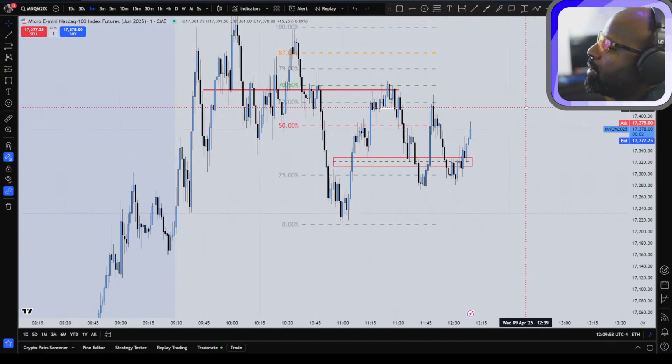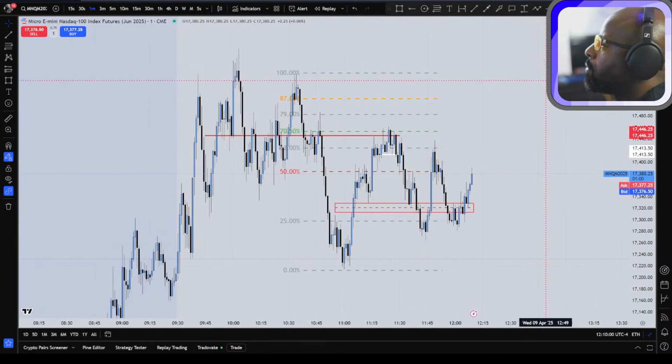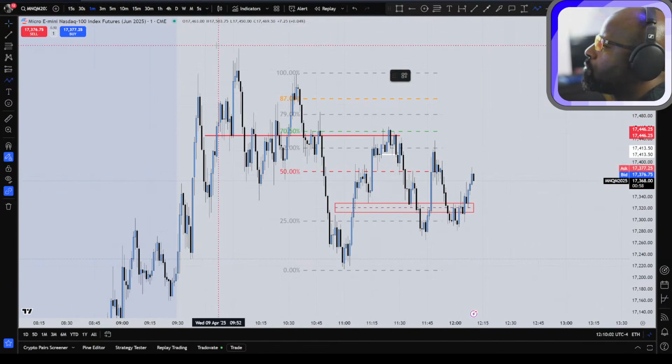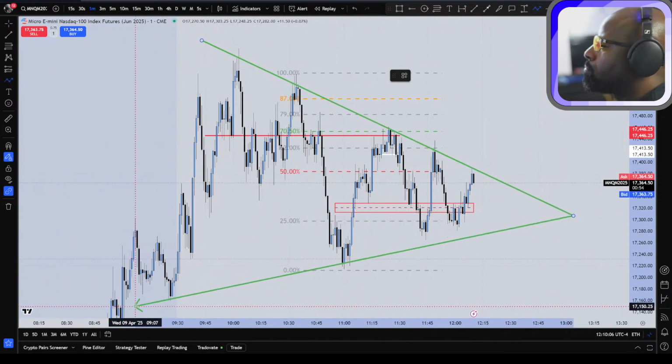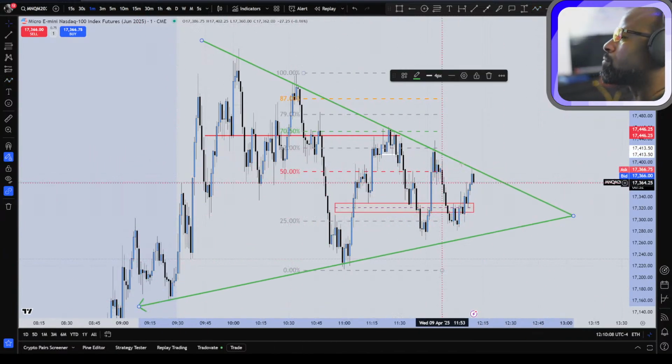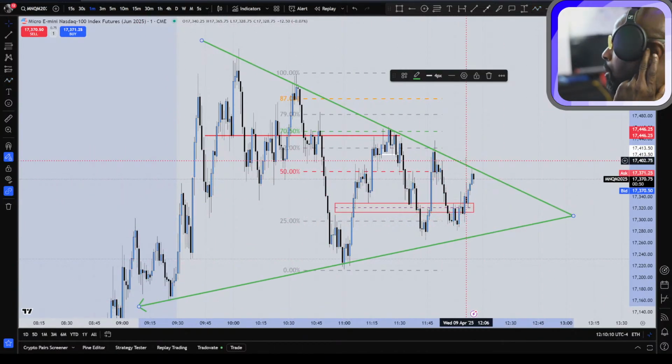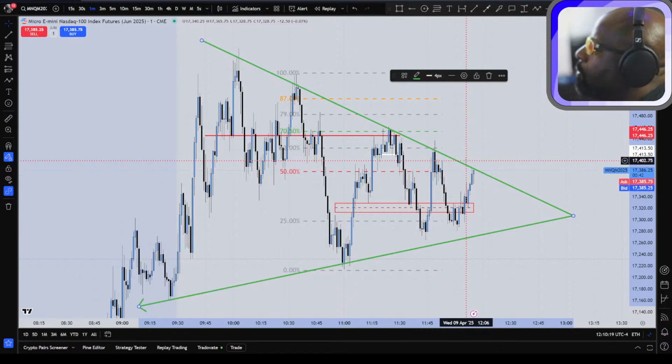So is that like a pennant, or whatever it is? I don't know. I was looking at this. Price is just beginning to narrow. That's cool though.